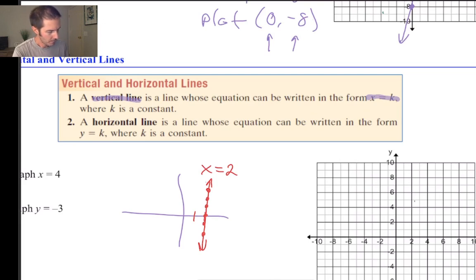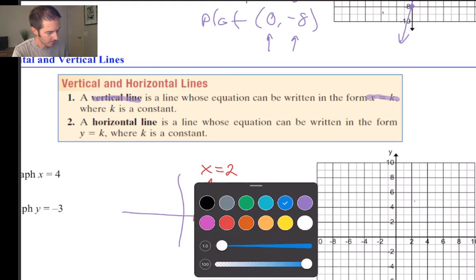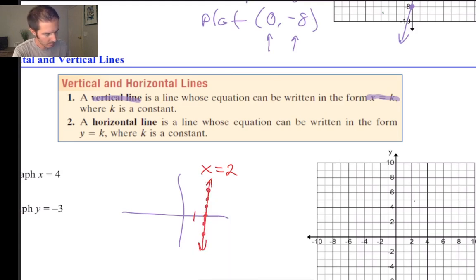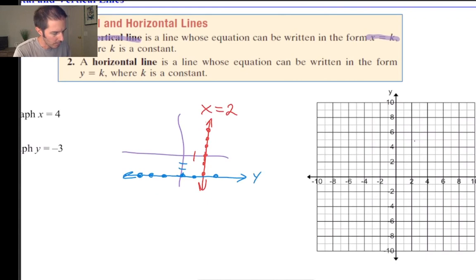Similarly, a horizontal line may be passing through negative 3. Every one of the points on this blue line has something in common. All of those points have a y-coordinate of negative 3. And so the equation for that horizontal line would be y equals negative 3.